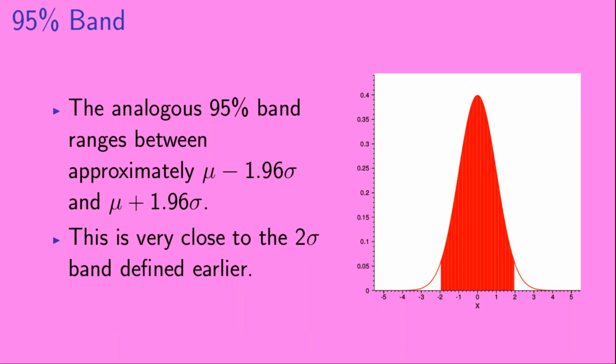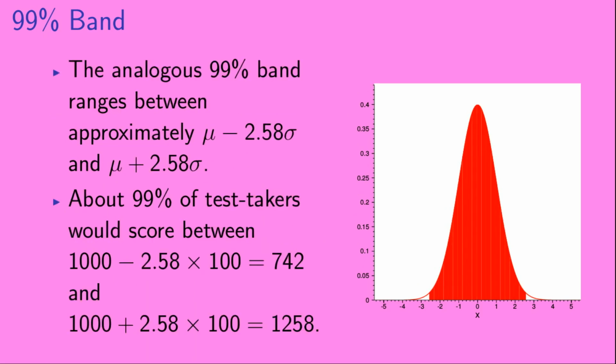The analogous 95% band ranges between approximately mu minus 1.96 sigma and mu plus 1.96 sigma. This is very close to the 2 sigma band defined earlier. The analogous 99% band ranges between approximately mu minus 2.58 sigma and mu plus 2.58 sigma. About 99% of test takers would score between 1000 minus 2.58 times 100, which equals 742, and 1000 plus 2.58 times 100, which equals 1258.